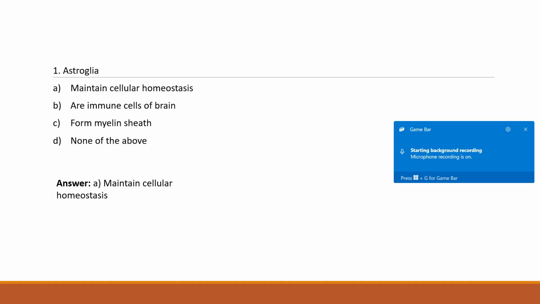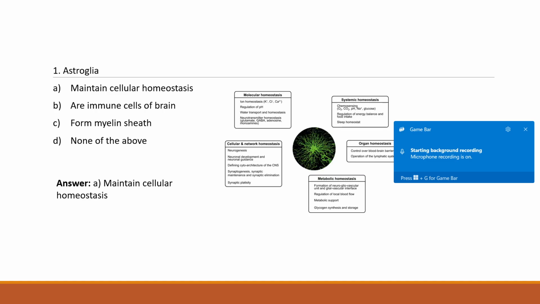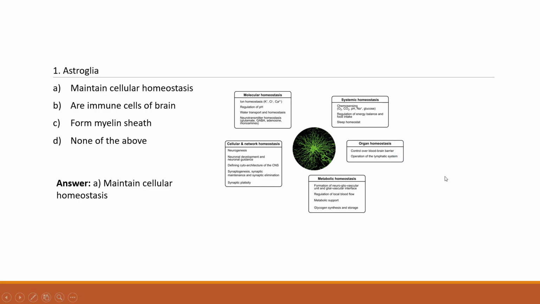Yeah, so the answer is A, maintain cellular homeostasis. So what exactly is this? What is that homeostasis that these astroglial cells make? There are different ways in which it will maintain the homeostasis. One is molecular homeostasis, that is ion homeostasis, like the potassium ions, chloride ions, calcium ions. These are very important to maintain the cellular ionic balance.